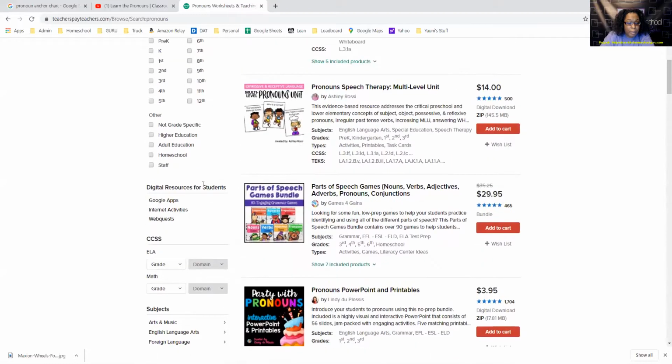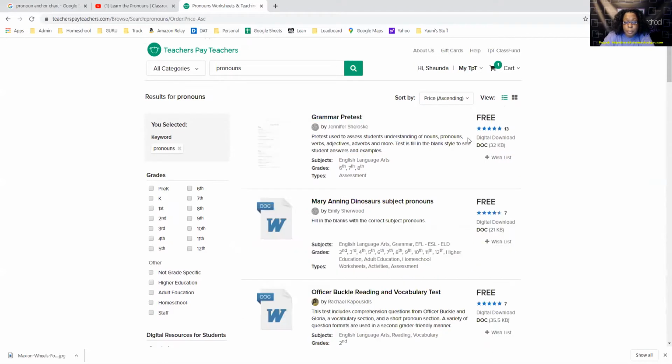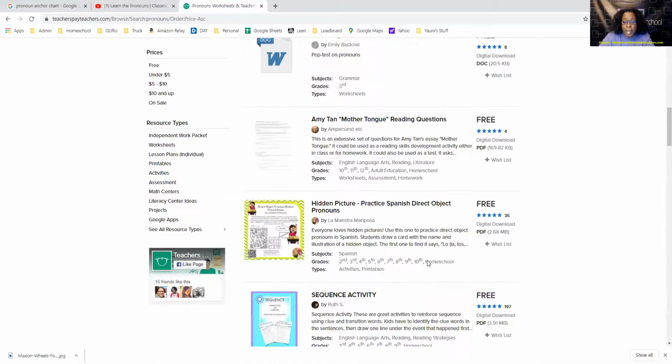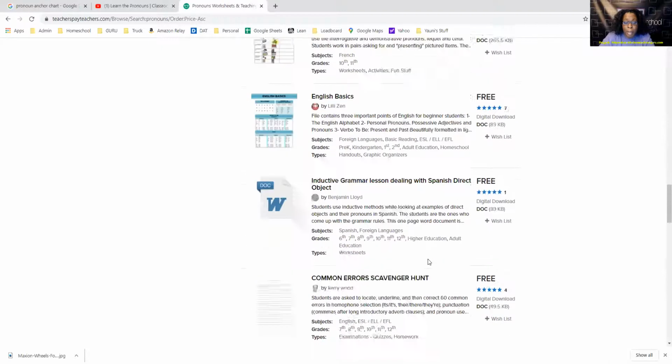Now, if you wanted to, I usually do this by price ascending because of the fact that you're lesson planning, right? You don't want to continue to keep paying, shoving out 10, 15 bucks, 10, 15 bucks, right? Because all of that adds up. So I tend to start free and see what I can find that matches or looks like what I need. And if I can't find what I need, then I go to the paid, right? Then I start looking for the paid.